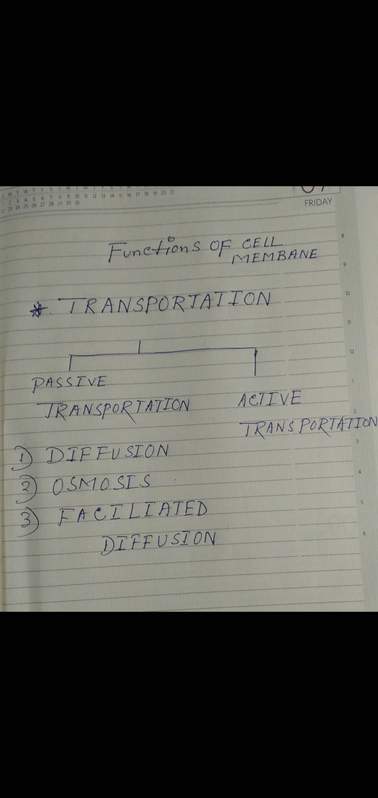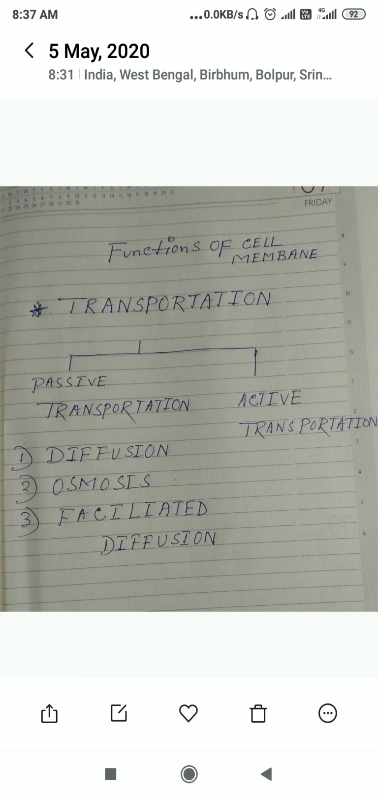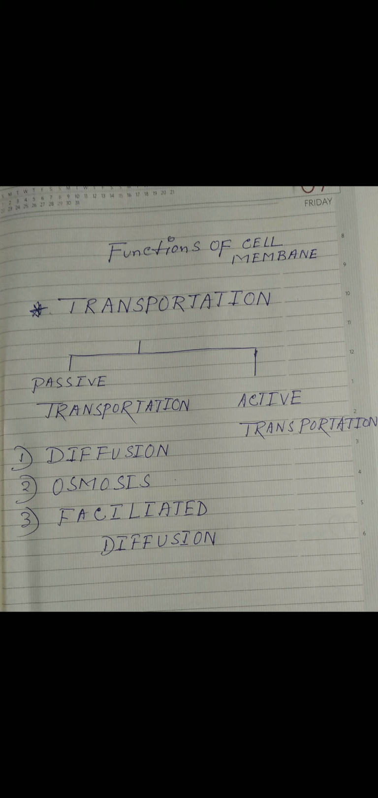Now, there must be a question: why is energy not required for passive transportation, and why is energy required for active transportation? Passive transportation occurs along the concentration gradient. That means it always occurs from the high concentration region to the low concentration region. That's why no energy is required. The molecules can move from high concentration to low concentration.